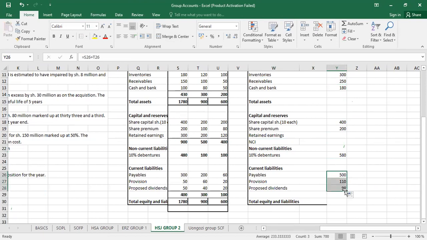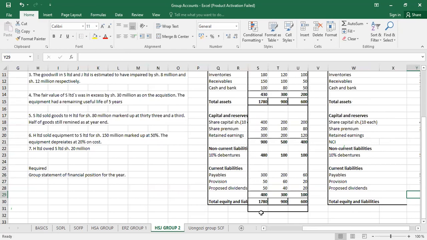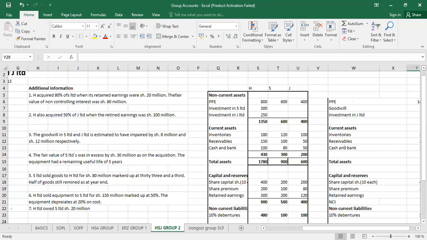But remember here proposed dividends, isn't it? You must remove intergroup dividends. So we've already started the adjustment, isn't it? So to remove 0.8, the percentage times 40, isn't it? Because this one is a subsidiary, isn't it? So I'm removing the intergroup dividends early enough. Then we'll be back now to the additional information. So of course we will calculate goodwill, isn't it?